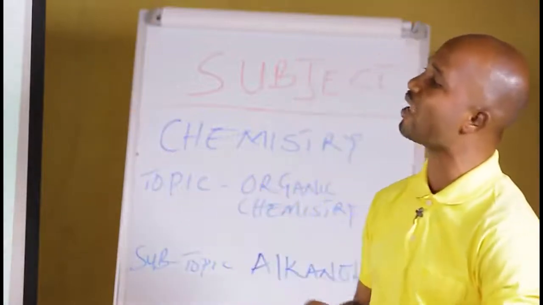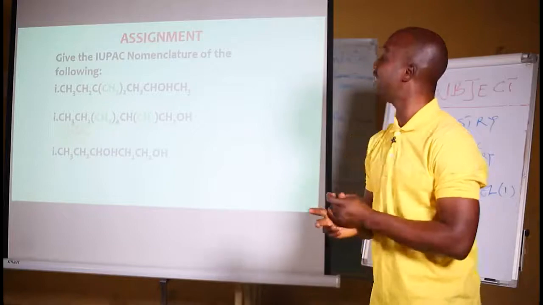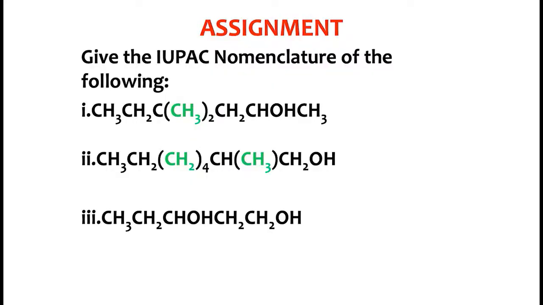I will leave you with this assignment to see if you have learned. Actually, the assignment goes thus. Give the IUPAC nomenclature of the following compounds. The first one is CH3, CH2, C, open bracket, CH3, close bracket 2, then we have CH2, CHOH, and CH3.